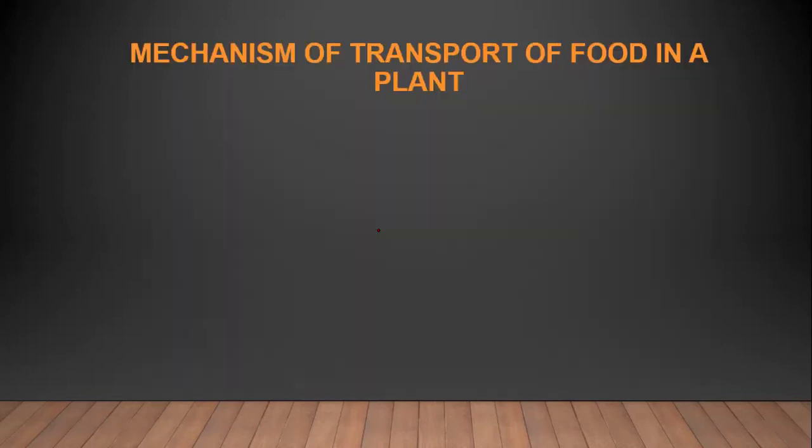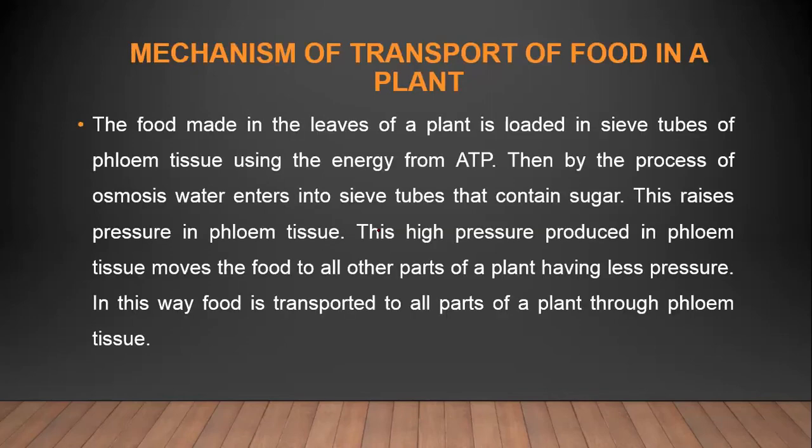All right. What is the mechanism of transport of food in a plant? Meaning, how does food get moving? All right. So the food made in the leaves of a plant is loaded into the sieve tubes of the phloem using the energy from ATP. Remember, the letters ATP simply mean adenosine triphosphate.